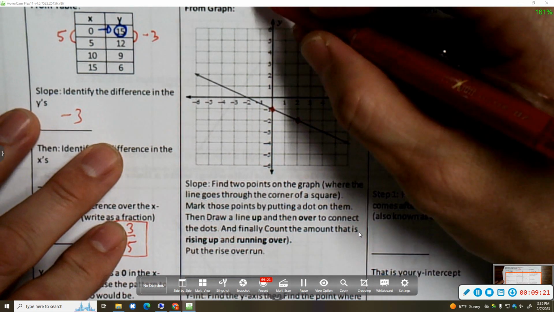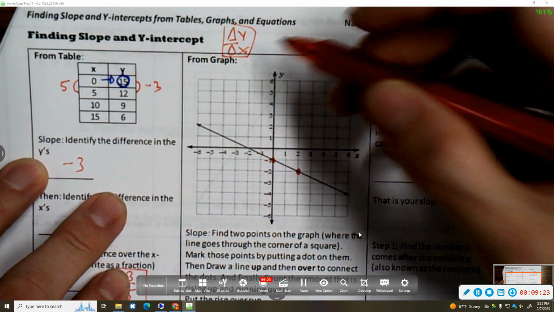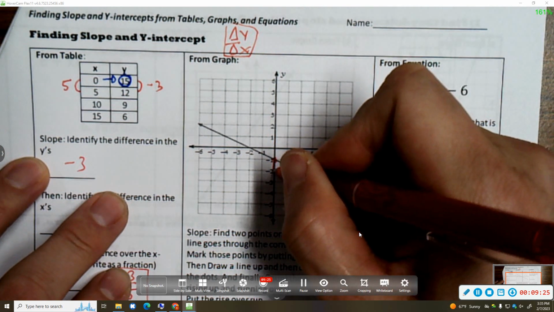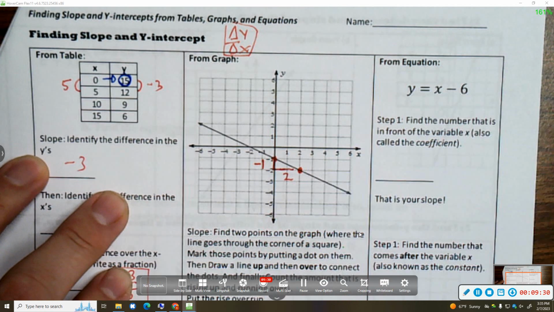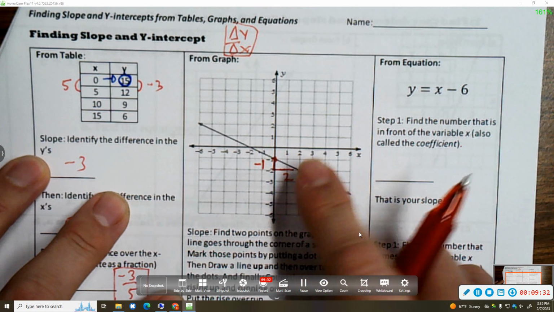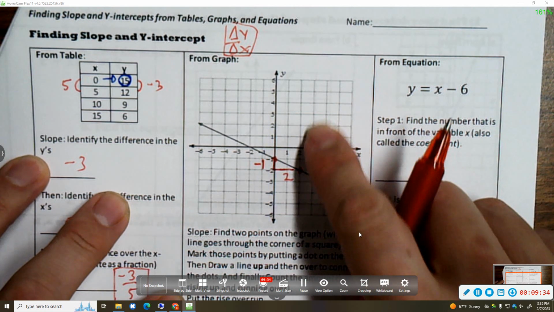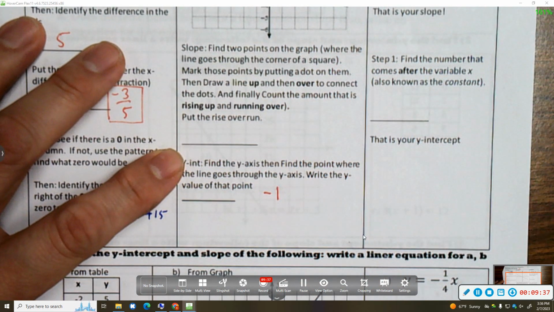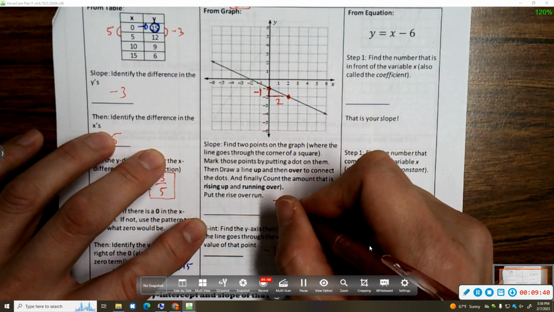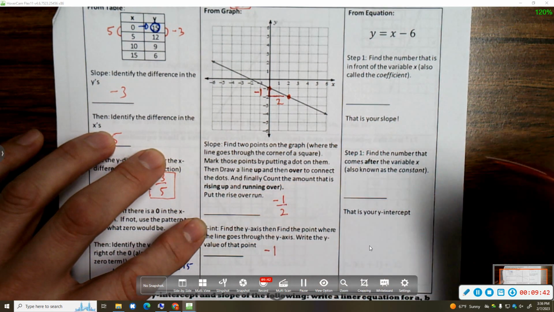So again, change in y over change in x. So it looks like I went down 1 over 2. So negative 1 over 2. It's always up and down first. It goes on top, and then your x goes on the bottom. So again, let me rewrite that so you can see that a bit better. So then it'll be negative 1 over 2.